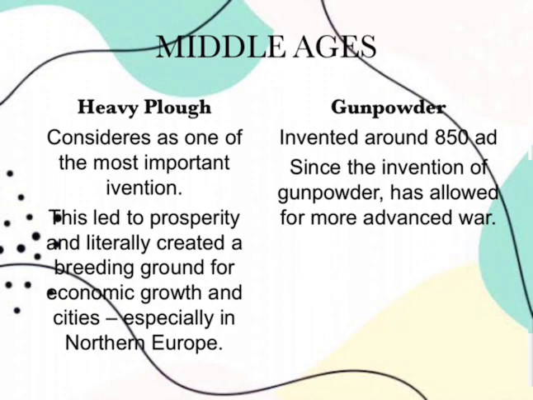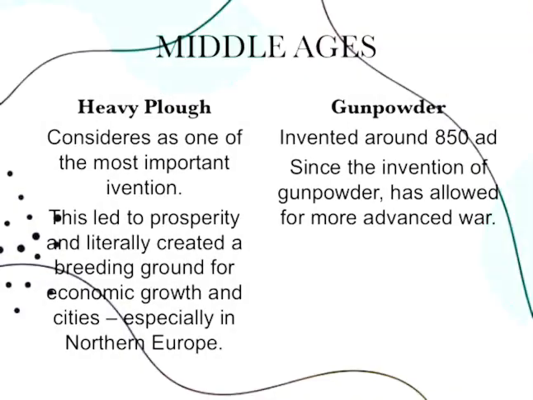The second invention of the Middle Ages was gunpowder. Actually, this was very dangerous back then. It was invented around 850 AD. People back then used gunpowder to advance in wars.